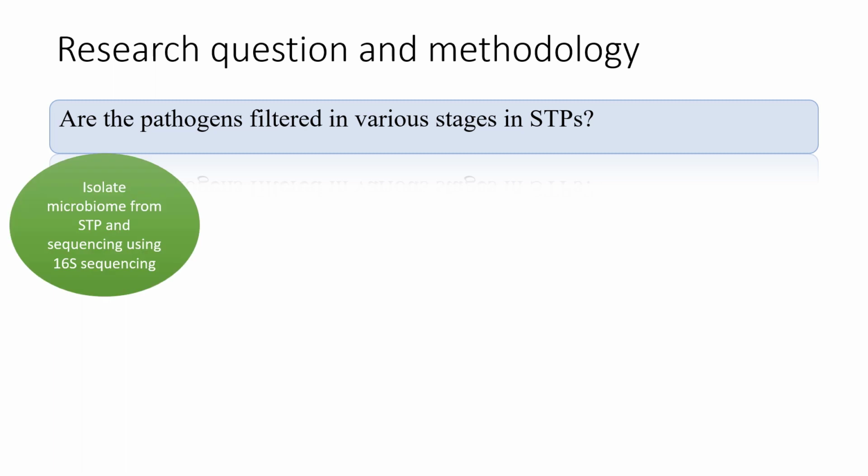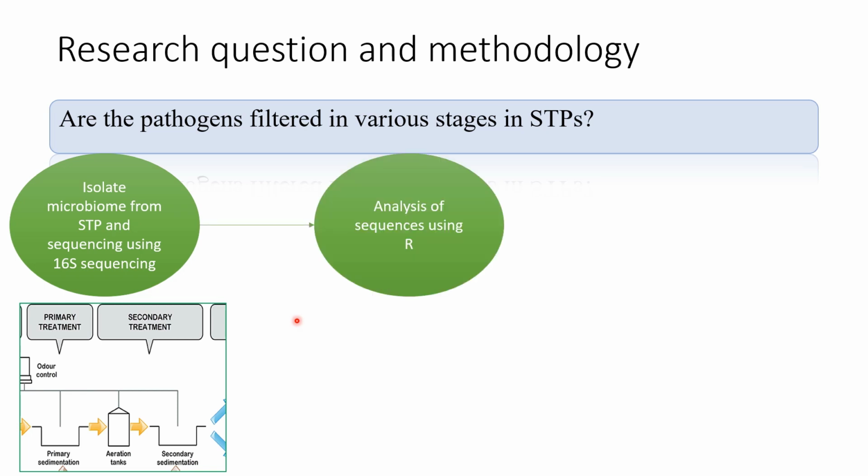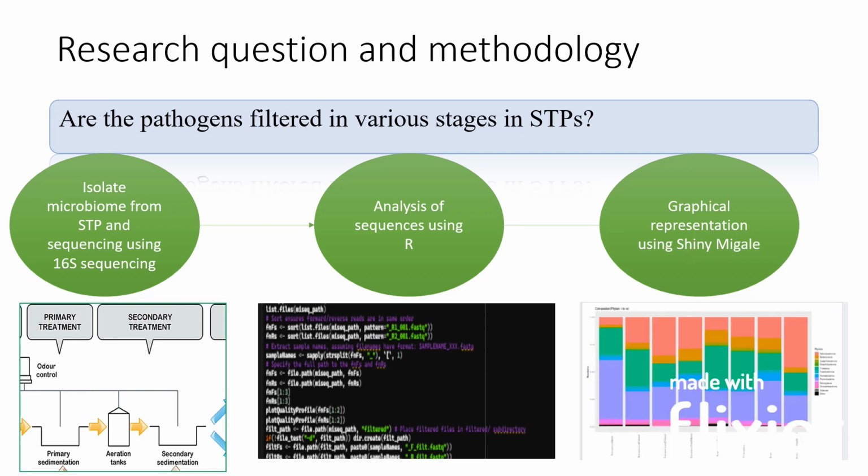To answer that, microbiome was isolated from various stages of sewage treatment, namely the influent, primary treatment, secondary treatment, and the effluent, and was sequenced using 16S sequencing. Those sequences were analyzed using R, and the data from R was inputted into the Shiny Migal application that gives graphical representations such as heat maps and taxonomic classification.